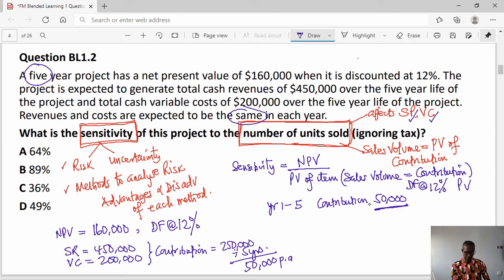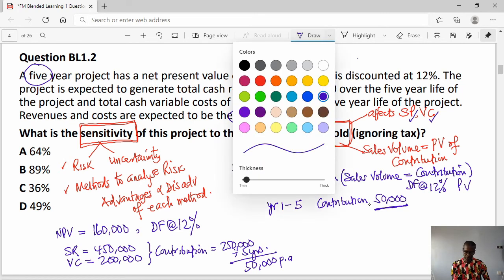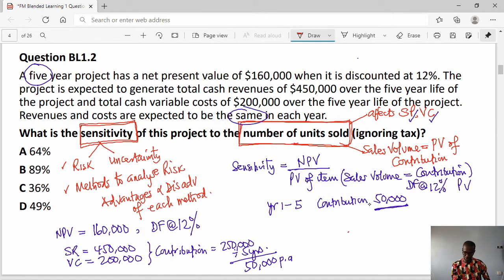You look at 12%, and year 1 to year 5, it should give you 3.605. So using our calculator, 50,000 multiplied by 3.605 is 180,250.